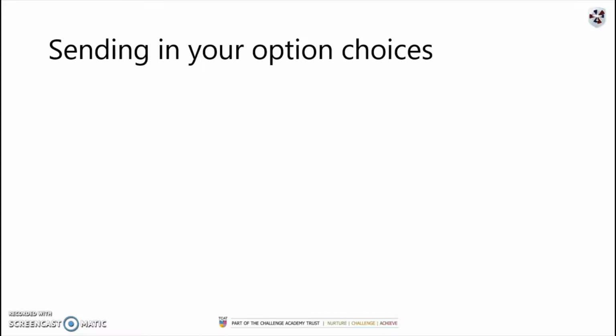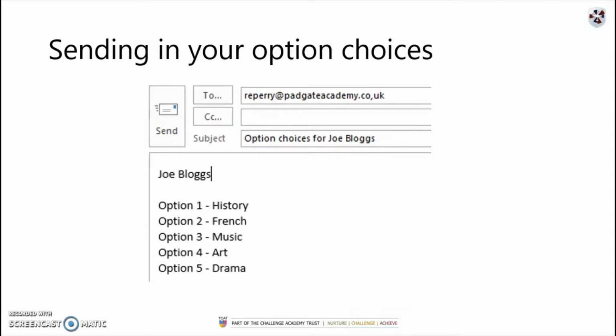For sending in your option choices, it's very likely that school would be closed, so returning the options form won't be easy to do. What I would actually like you to do is to send your option choices by email directly to me. So my email address is reperry@padgateacademy.co.uk, and just say which child the option choices are for. And if you could list your preferences in order from 1 to 5 and send that to me, then I can start working on the options.